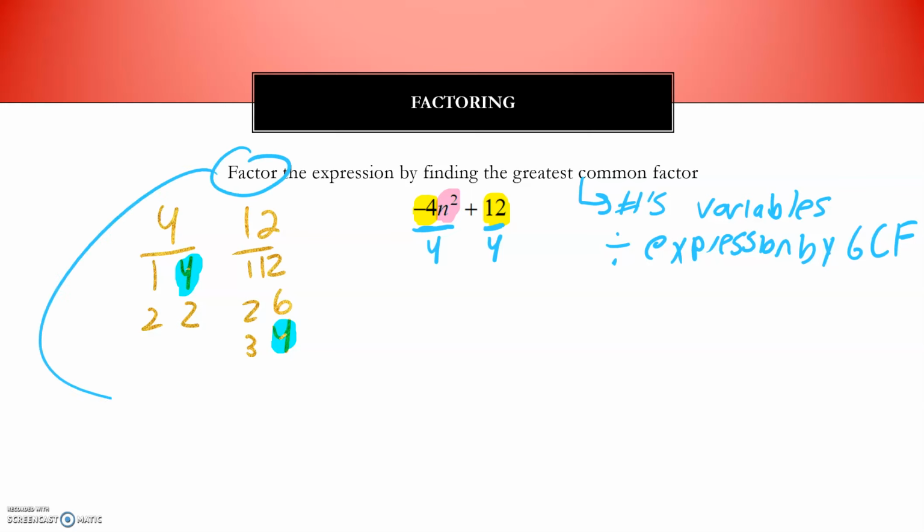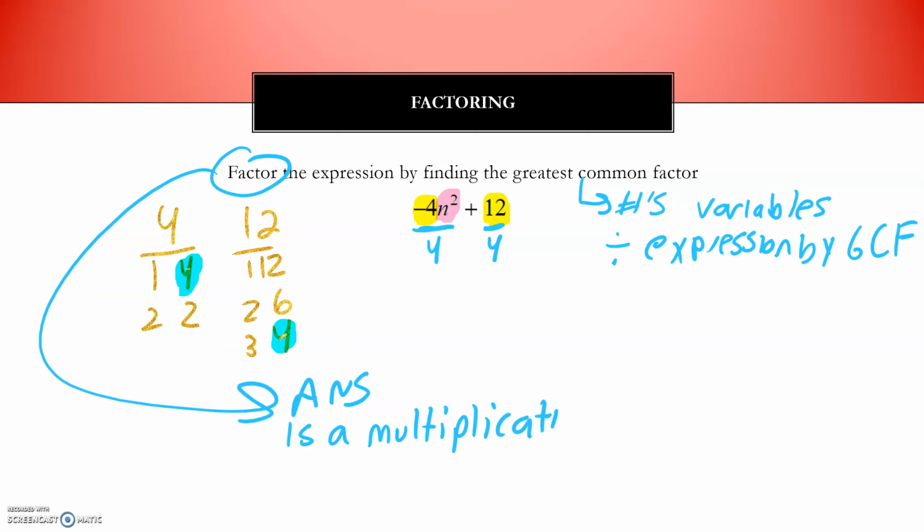When you are asked to factor, your answer is a multiplication problem. So it's not just going to be a single number. It's going to be something that you could multiply to get you back negative 4n squared plus 12. So dividing, negative 4 divided by 4 is negative 1. I'm going to leave n squared because there was nothing else to do with n squared. And then I'm going to say 12 divided by 4 is 3.